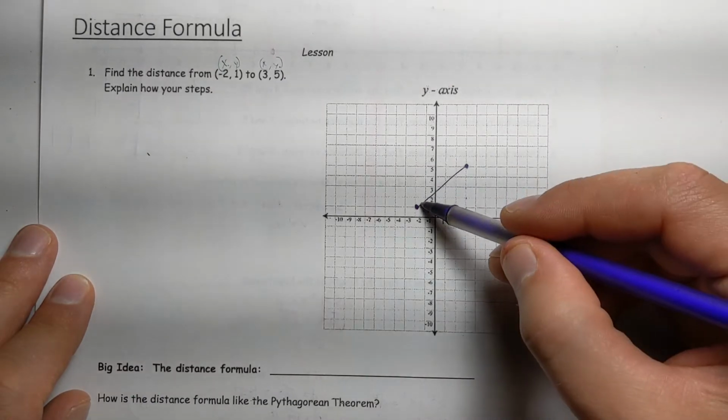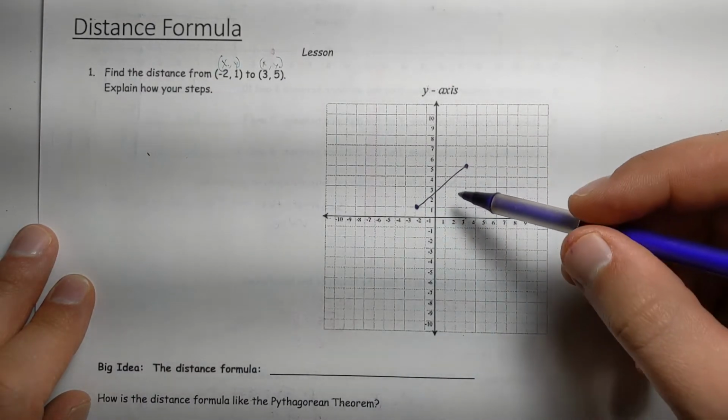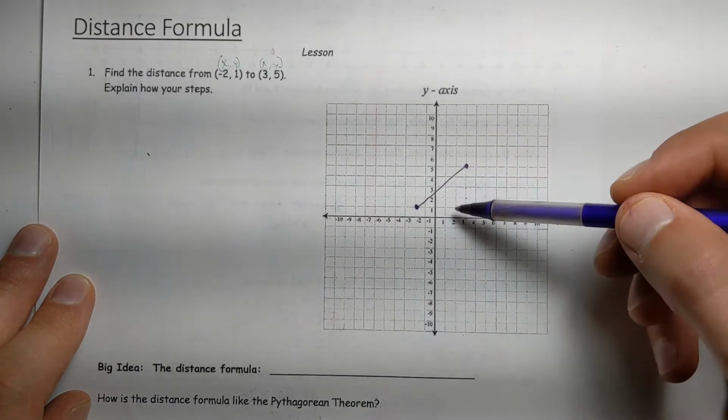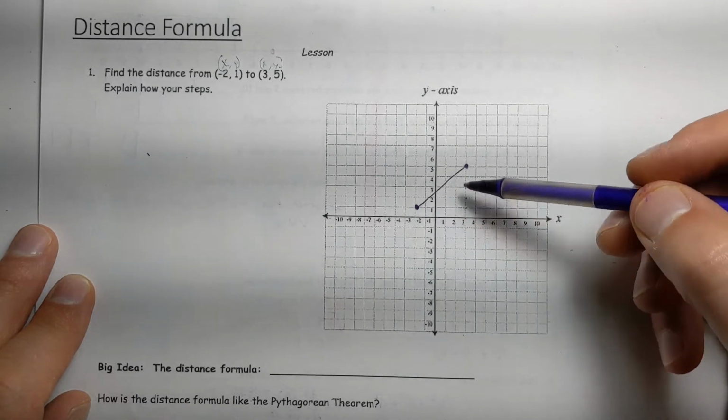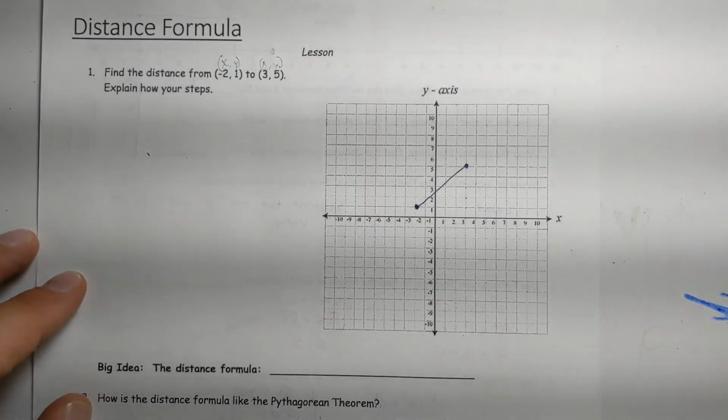So, how far is it from here to here? Well, some people might say, well, let's just count the boxes. That's what we did on the other side. Well, which way do we count? Do we count over? Do we count up? It's kind of difficult to decide.